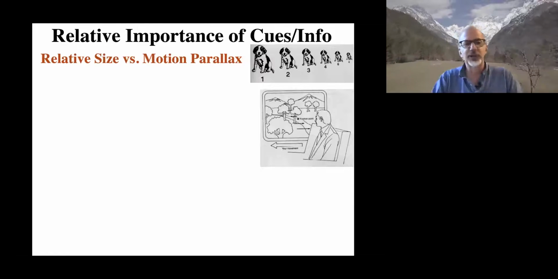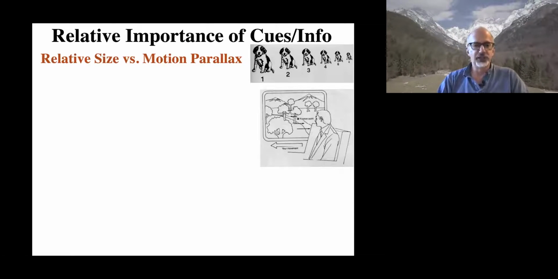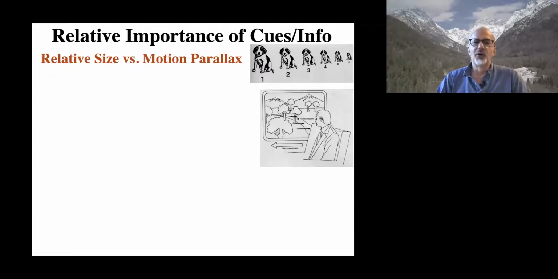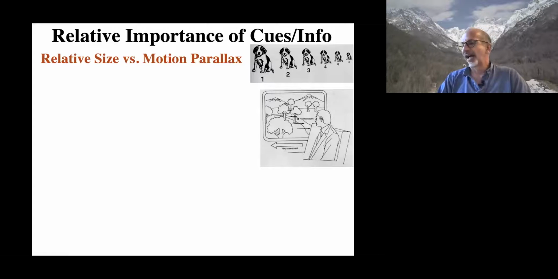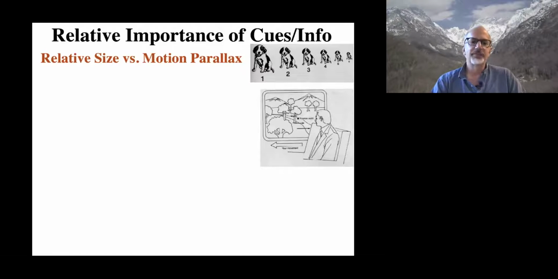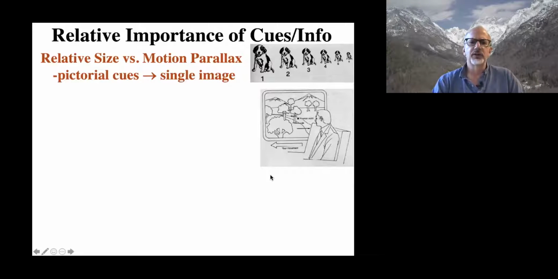Okay, so I have been portraying relative size as a cue and motion parallax as a type of information. Okay, but now let's think about the infant's brain and how it might be able to use these two types of dimensions. Oh shoot.